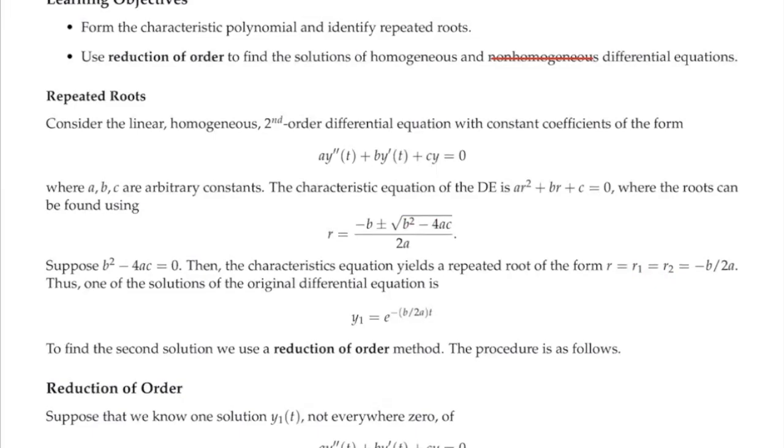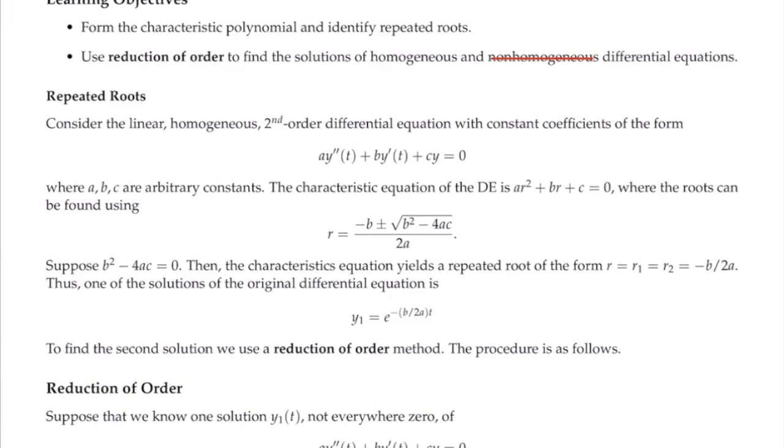That's one solution, but this is a second order differential equation. It tends to have two solutions, right? So y1 and y2. But there's no way from the look of the root that you can get the second solution. And to find the second solution, we use the reduction of order method. Right? And I'm going to show you the procedure for how to get the second solution.